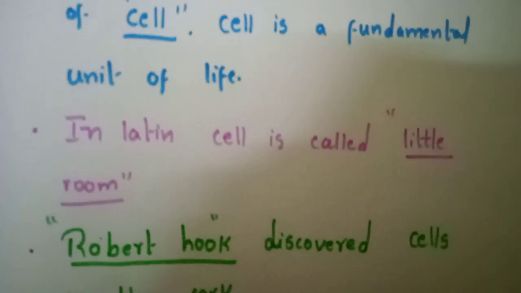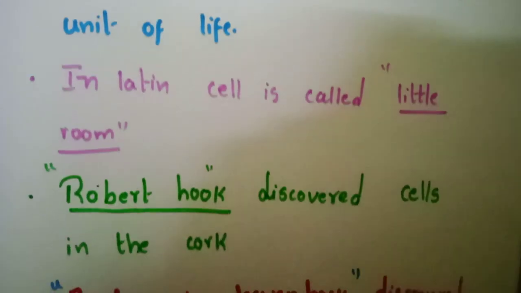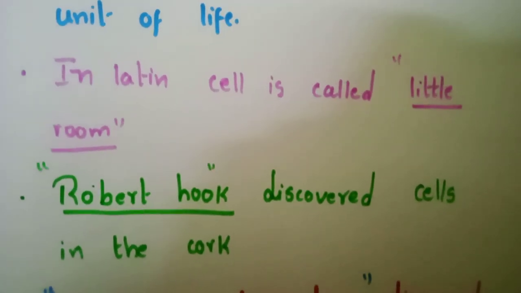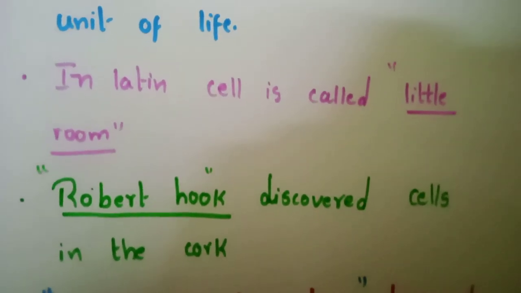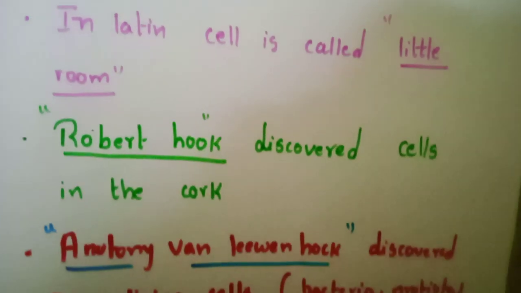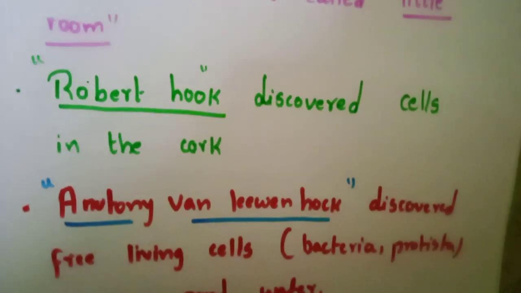In Latin, the word cell means a little room. The scientist Robert Hooke discovered these cells in cork under the microscope for the first time. He called them little rooms.